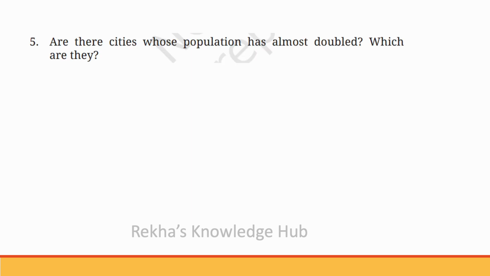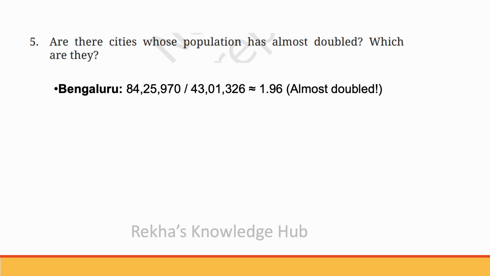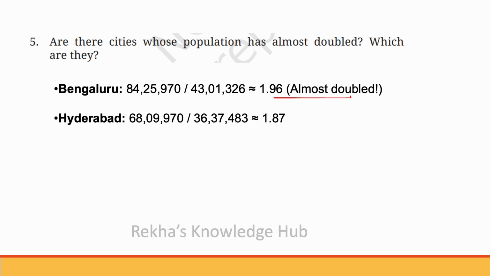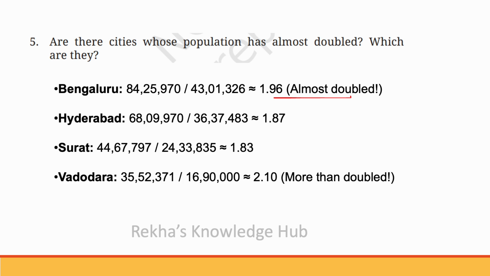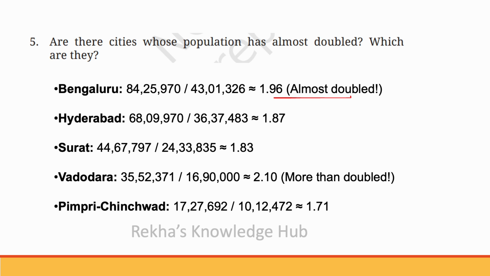Other cities whose population has almost doubled, which are they? See, Bengaluru, 84 lakh 25,970 by 43 lakh 1,326. It is around 1.96. It is almost doubled. Similarly, for Hyderabad, Surat, Vadodara, then Pimpri-Chinchwad. These cities' population has almost doubled.